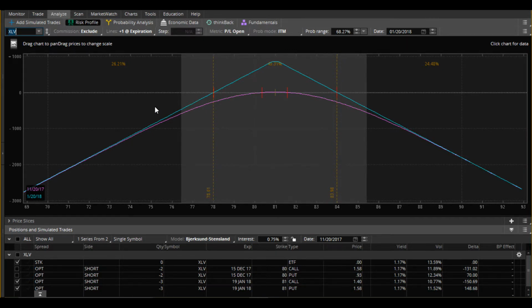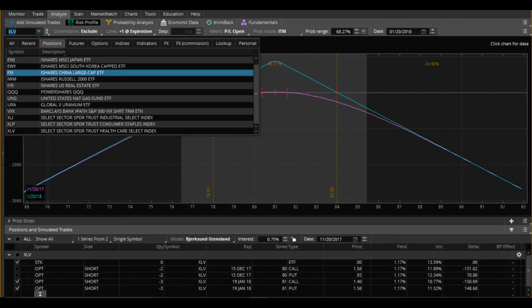All right, and here we are in XLV. As you can see here, we have pretty nice break evens at 78.01 and 83.98 with a current probability of profit of right at 50%. Again, with early management, we'll likely be able to make that a little bit better.